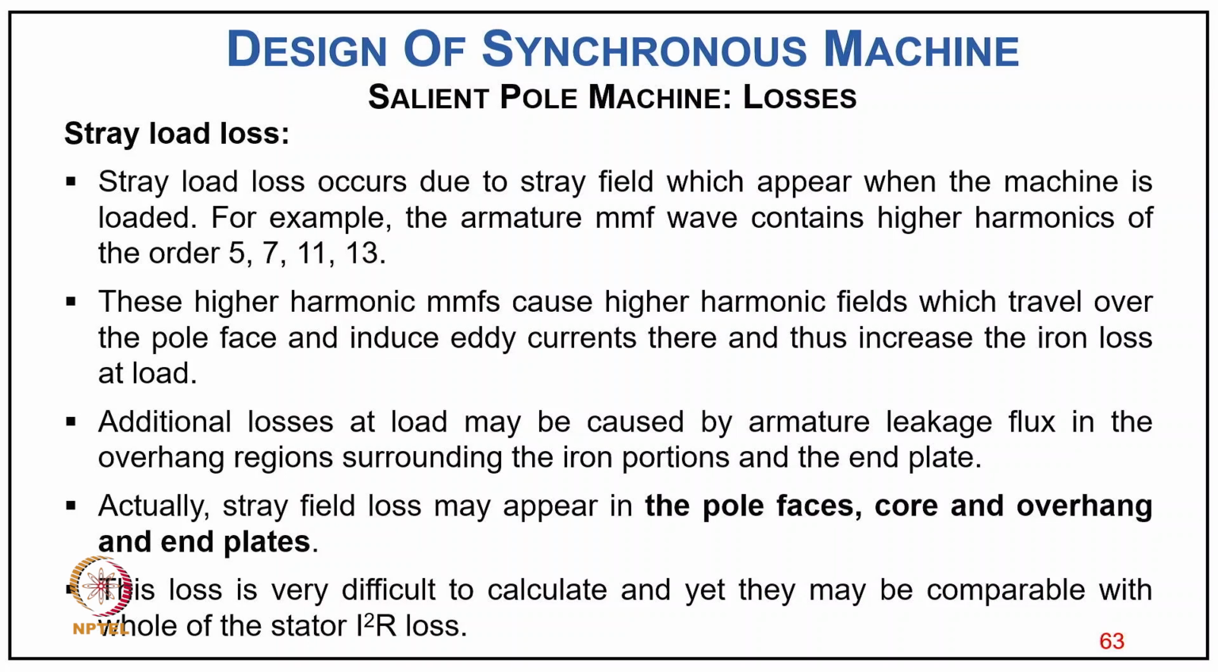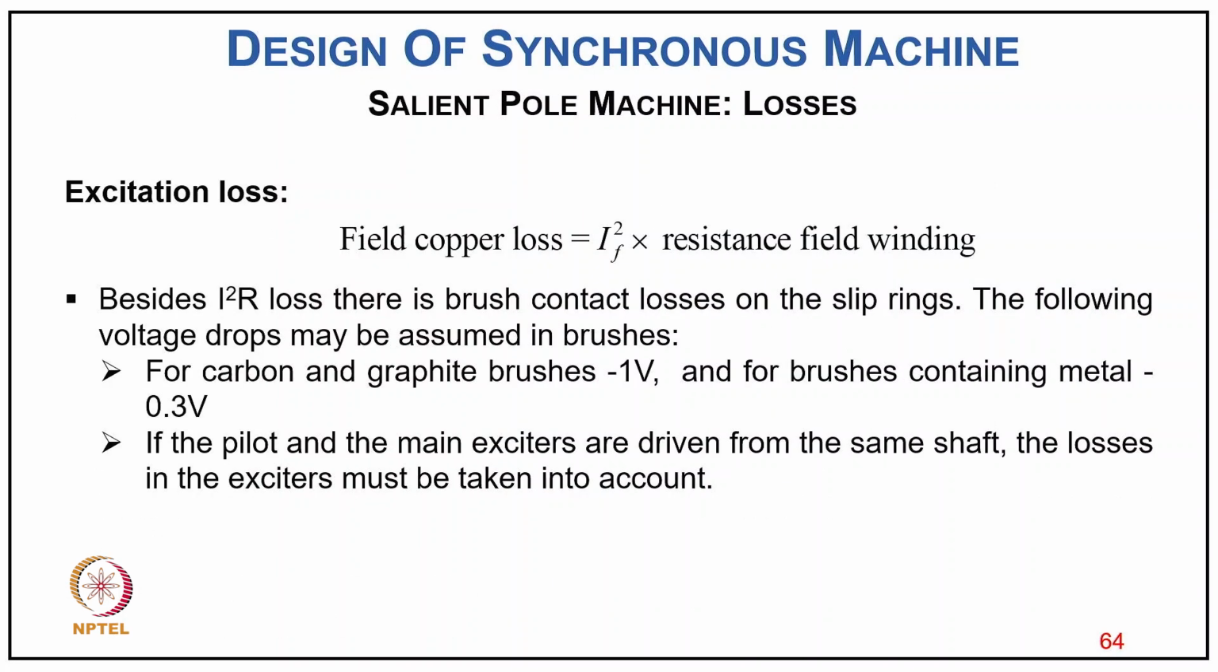Additional losses at load may be caused by armature leakage flux in the overhang region surrounding the iron portion and the end plate, and actually the stray field loss may appear in the pole face, core, overhang and end plates. This loss is very difficult to calculate and yet may be comparable to that of the whole of the stray I square R loss.